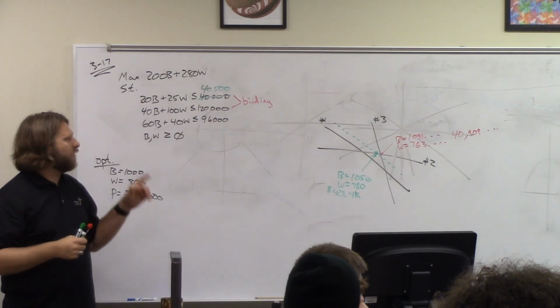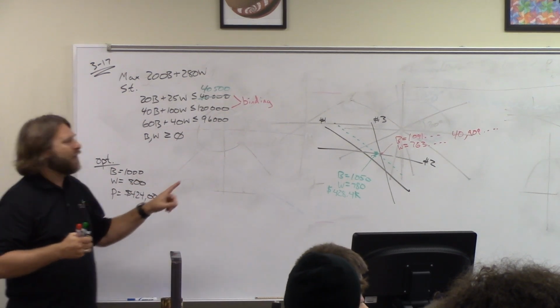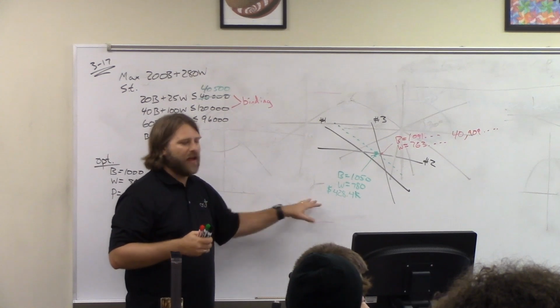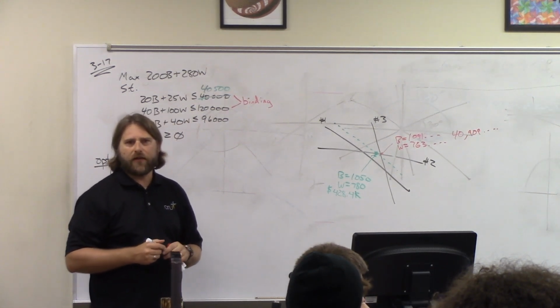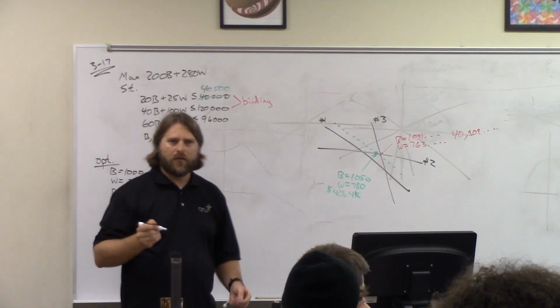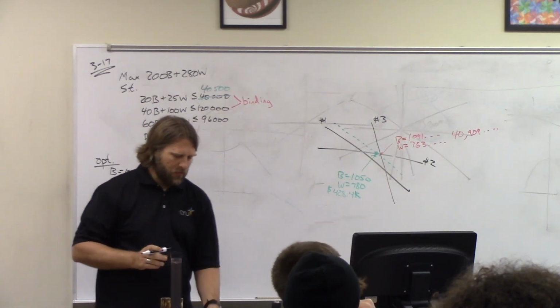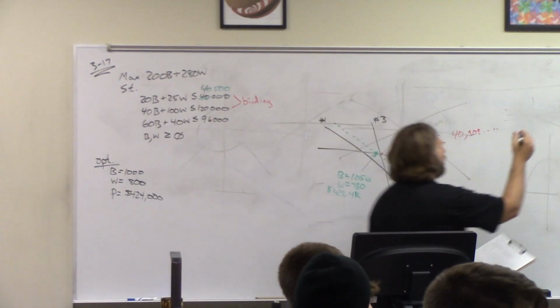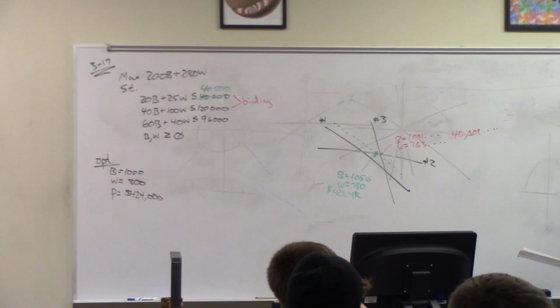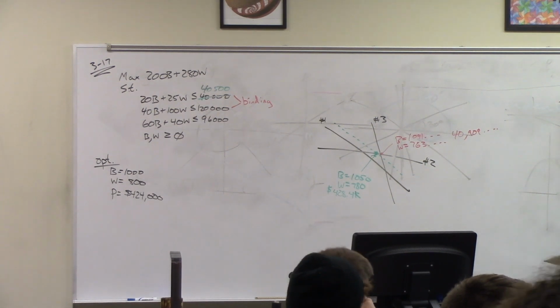Okay? So we're almost done. Now that we've computed our profit, how do we compute our dual again? Right, so it's the change in our objective divided by the change in the right-hand side.